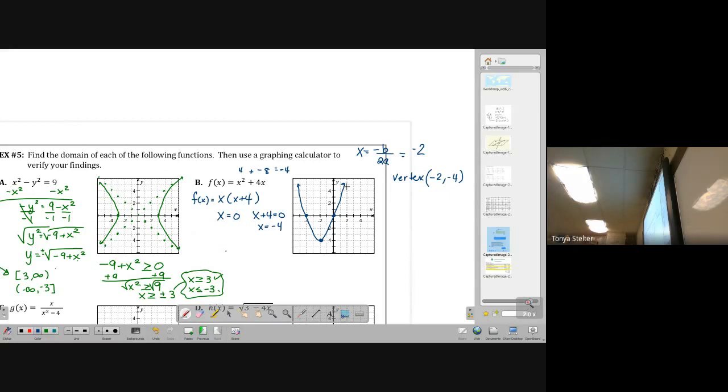It's a quadratic graph, so right away, if you looked at it and you notice, since it's quadratic, it's going to go left and right forever. So this is going to be all real numbers or negative infinity to infinity.